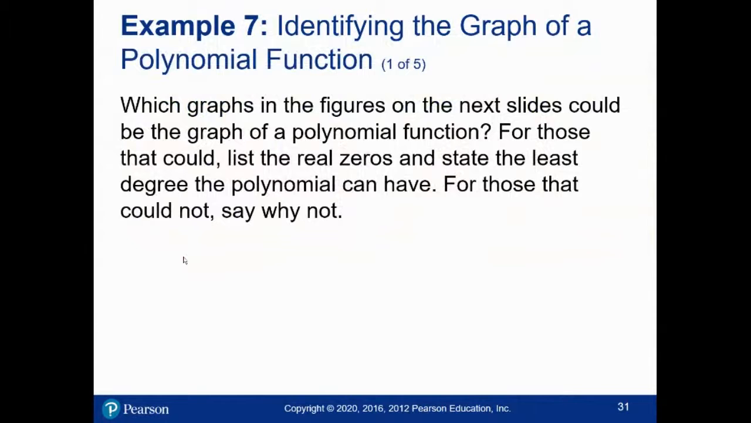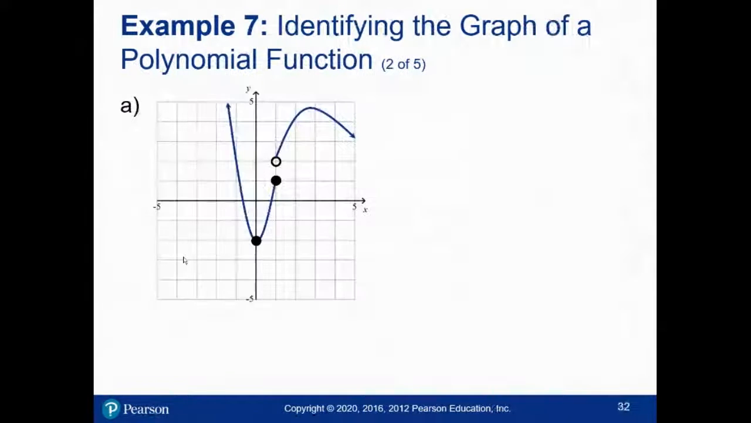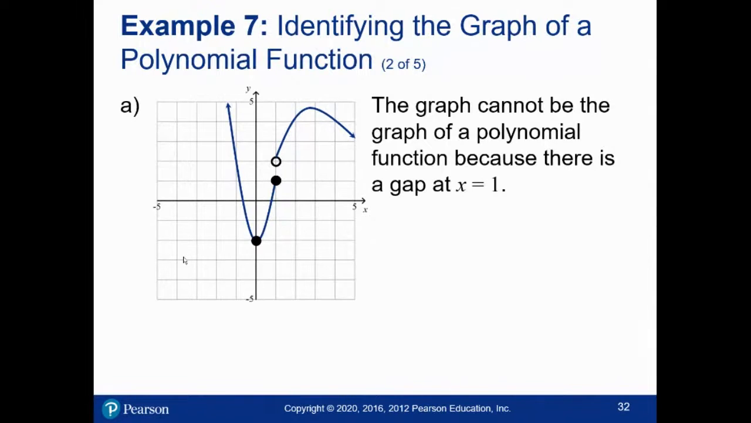So for example, let's take a look at some graphs on the next slide and identify which of these could be the graph of a polynomial. If they could be, find the zeros and use the turning points to state the least degree the polynomial can have. So how about this? Is this a polynomial? No. It's got a gap, it's got one of these discontinuous jumps, and polynomials don't have those.